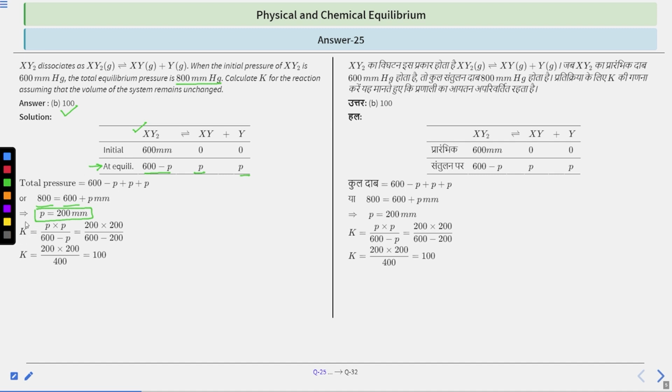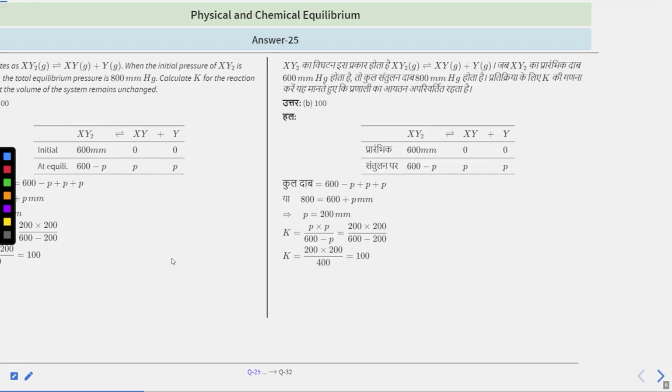Now we know that the equilibrium constant in terms of partial pressure is the pressure of the products, that is XY and Y, so P into P, divided by the pressure of the reactant, which is 600 minus P at equilibrium. So P into P divided by 600 minus P. P we have as 200 mmHg, so we put it in this equation. K equals 200 squared divided by 600 minus 200, that is 400. On solving this, K comes out as 100. And thus our correct option is B, that is 100.